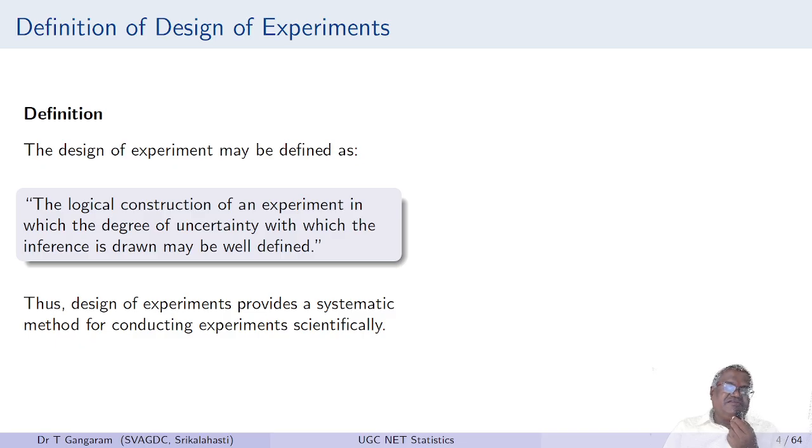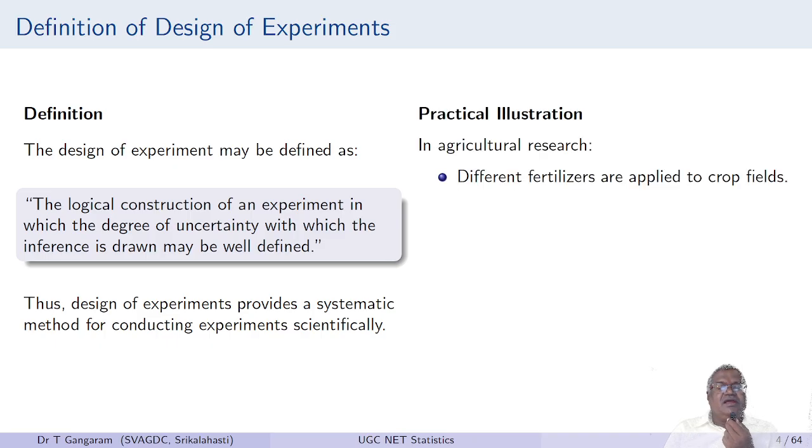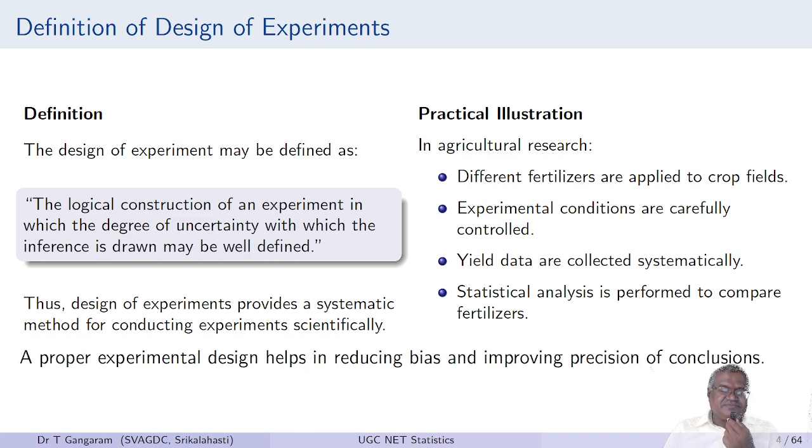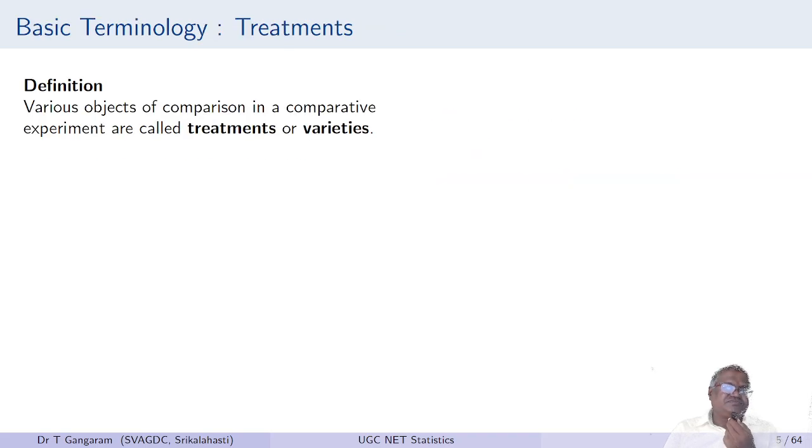The design of experiments provides a systematic method for conducting experiments scientifically. In agricultural research, different fertilizers are applied to crop fields. Experimental conditions are carefully controlled. Yield data are collected systematically. Statistical analysis is planned to compare fertilizers. A proper experimental design helps in reducing bias and improving precision of conclusions.